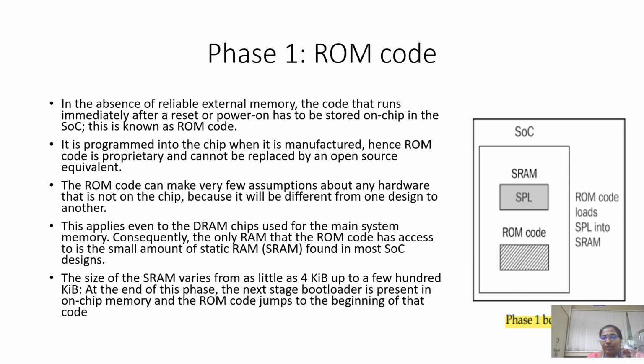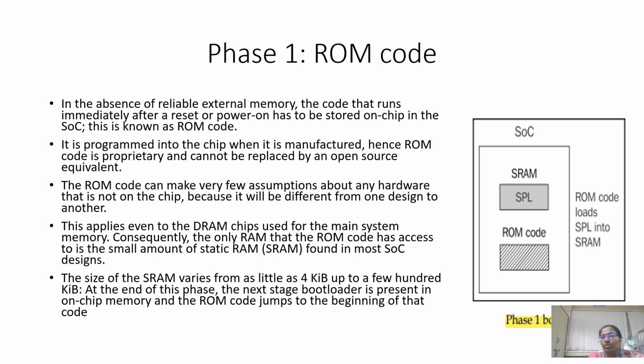Consequently, the only RAM that the ROM code has access to is the small amount of static RAM found in most SoC designs. The size of SRAM varies from as little as 4 kilobytes up to a few hundred kilobytes. At the end of this phase, the next stage bootloader is present in the on-chip memory and the ROM code jumps to the beginning of that code. That is your secondary program loader.